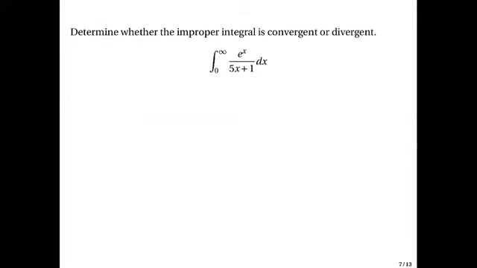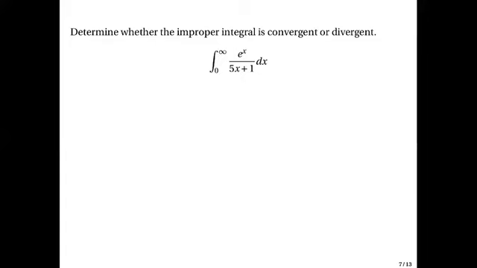Next. So in here we want to determine whether the improper integral is convergent or divergent. We want the integral from 0 to plus infinity of e to the x over 5x plus 1 dx. What we're going to do is show that this improper integral is divergent, and our technique is similar to the comparison test.